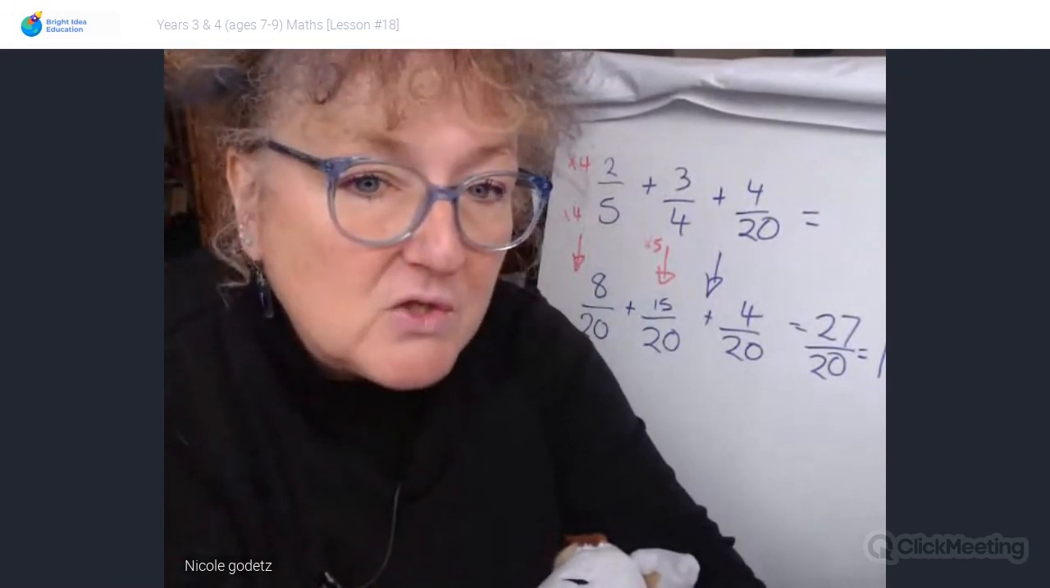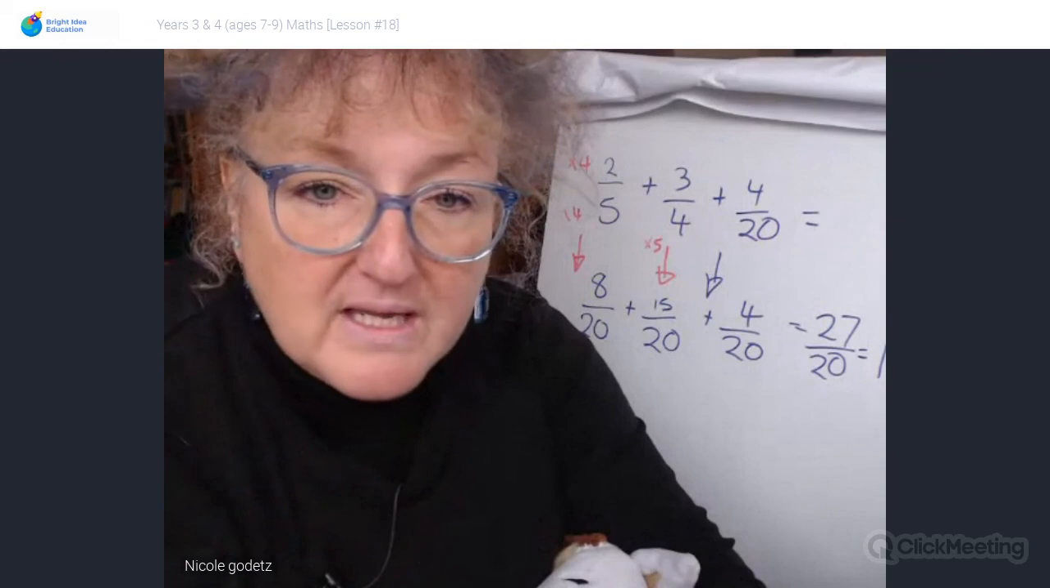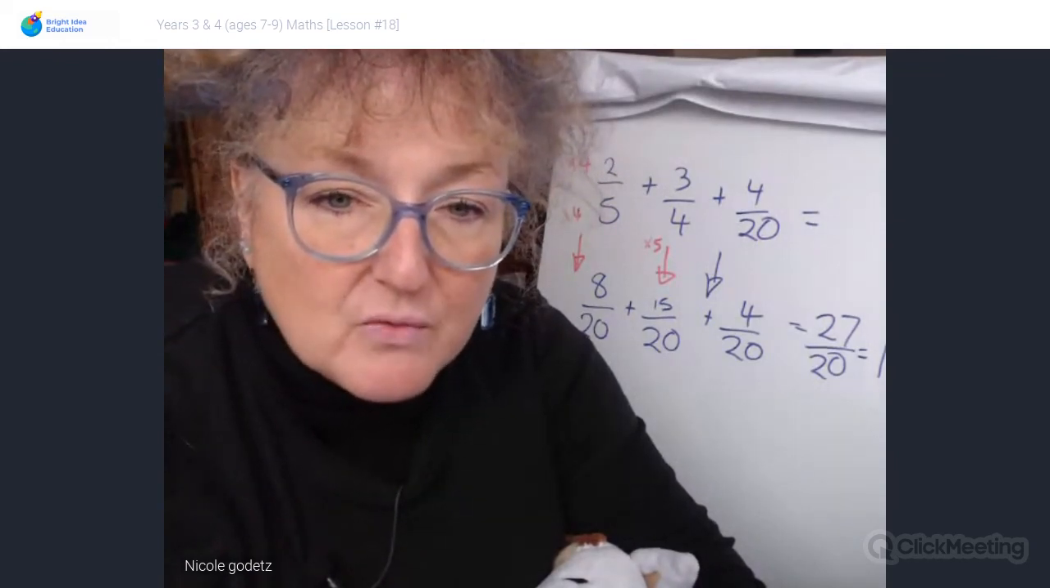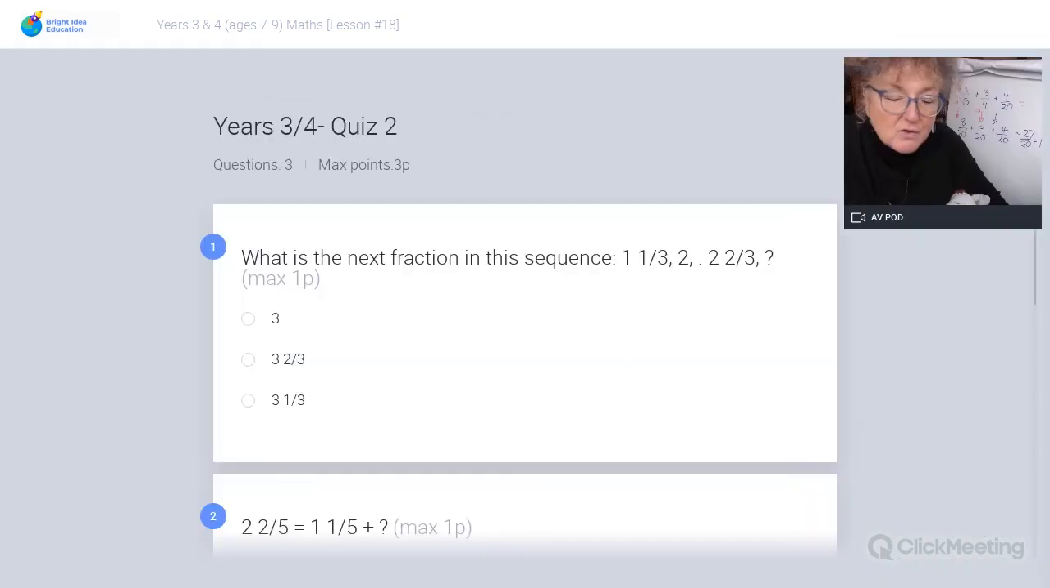So let's zoom on with the quiz to finish off. I won't have time to go through all of these, so we're just going to have to give you the scores. Quiz 2, years 3 and 4. Off we go. Okay, so thinking about what we learned in this lesson.